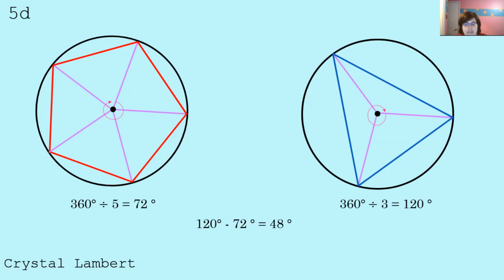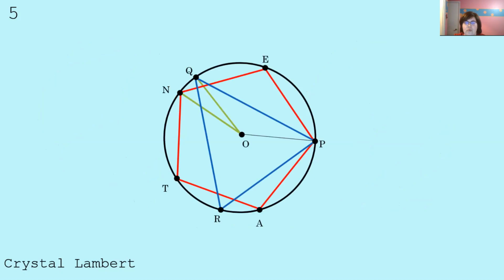So we take 120 degrees and subtract 72 degrees, and that gives us 48 degrees. Well, 48 degrees is not our answer. So let's go back to our original problem. And when we put it back together, we need to remember that P is our common vertex.